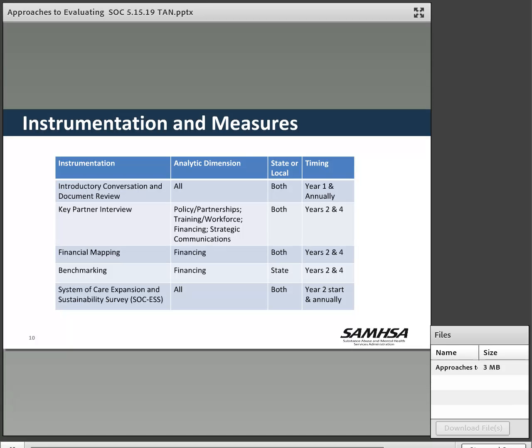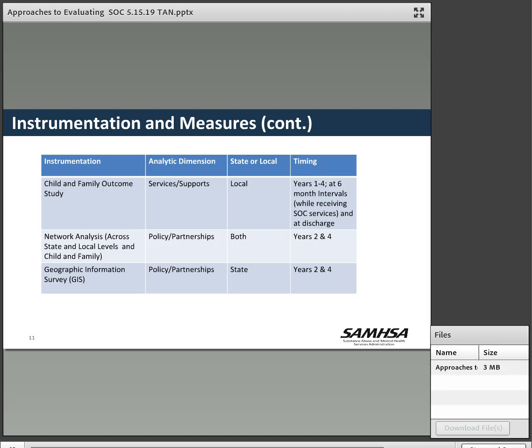We do financial mapping, which looks at financing. We look at how you're paying for services, how systems are paying for services, and benchmarking, which compares how some services are funded with broader potential benchmarks for what funding might look like. Then we have a couple of tools. We have the System of Care Expansion and Sustainability Survey, or the SOCES, or kind of the success, which is clever, I think. We like our acronym for that one. And it taps all analytic dimensions. It occurs at both the state and local levels, and we do that at the second year, and then additionally in other years to see if things have changed. That's a quantitative measure of the System of Care Expansion and Sustainability.